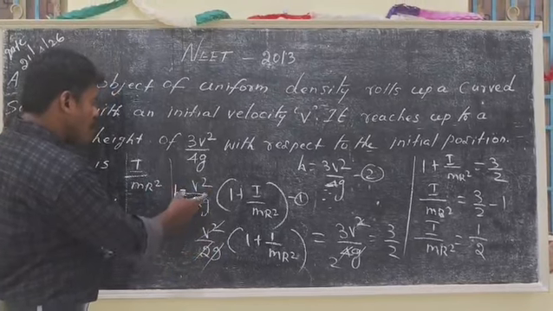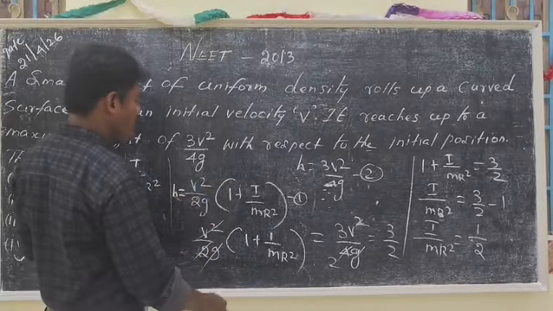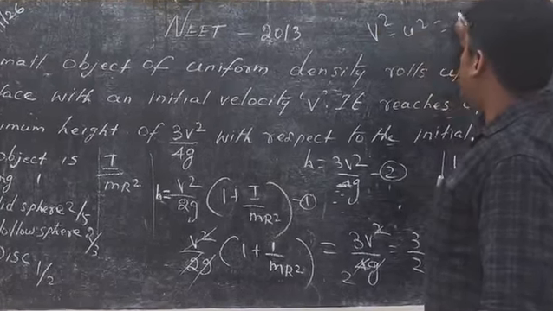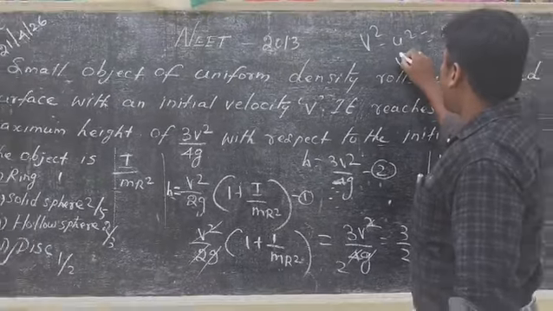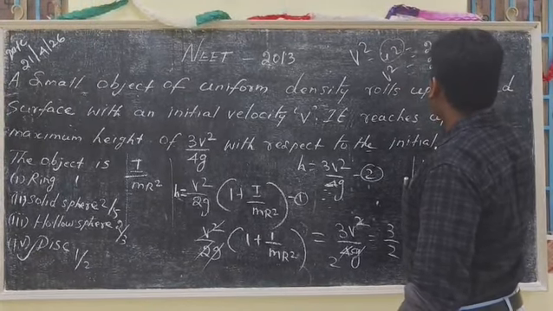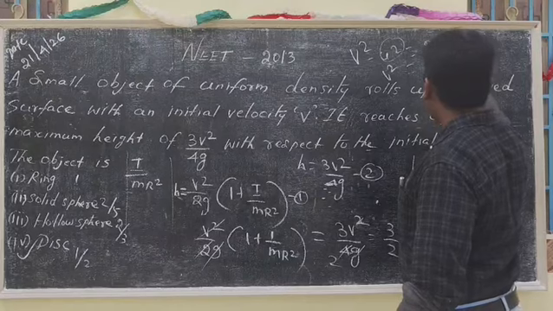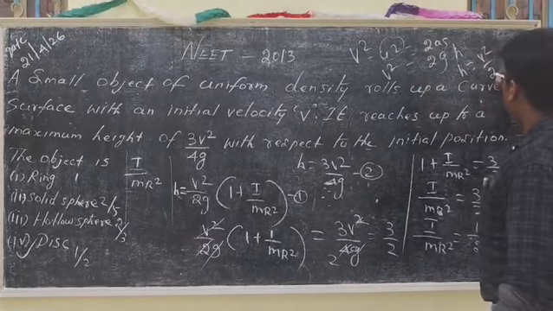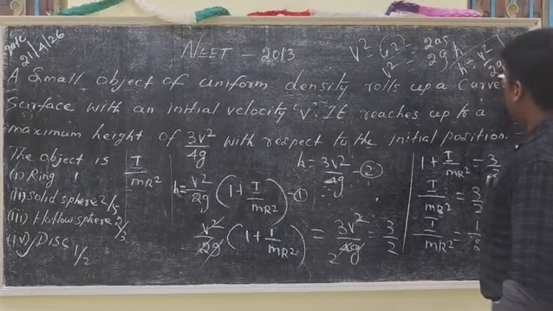I just want to tell you finally how this h equal to v squared by 2g comes. You all know the equation of motion: v squared minus u squared is equal to 2a h. The final velocity is 0, and we can take a as g, acceleration due to gravity. So h is equal to v squared by 2g. This is the way we can find the answer.